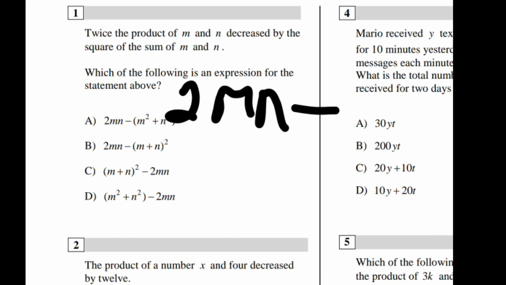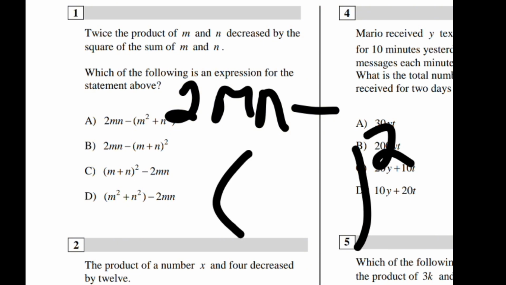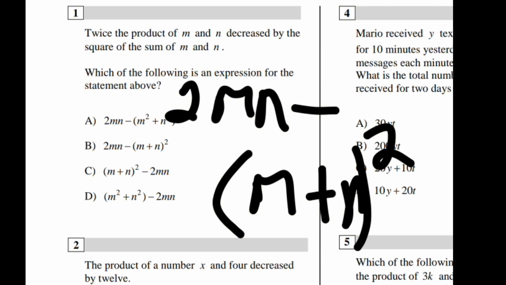It is decreased by the square of the sum of m and n. The square of m and n is what? You square m plus n, because they said decreased by the square of the sum. So, m plus n, all that squared. Twice the product of m and n, where product is multiplication, decreased by the square of the sum. They mention the sum of m and n, that is why we put addition. If they said the product of m and n, we would put multiplication. That is why you have this.